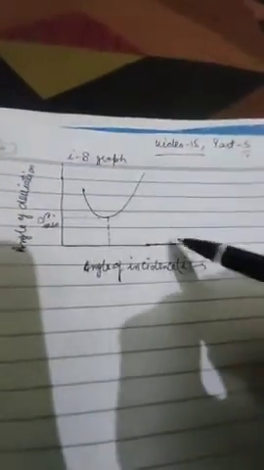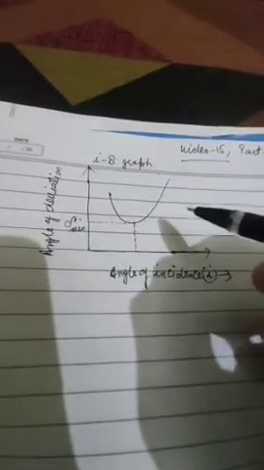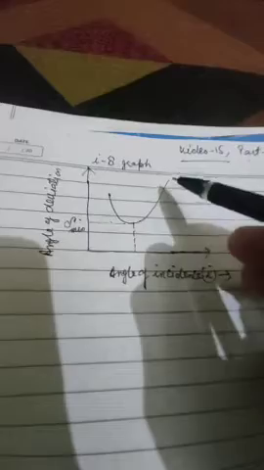This is the dependence of the angle of deviation on the angle of incidence, the i-delta graph. Along the x-axis, I have taken the angle of incidence. Along the y-axis, I have taken the angle of deviation. So first of all, students, what is minimum deviation? Angle of minimum deviation.